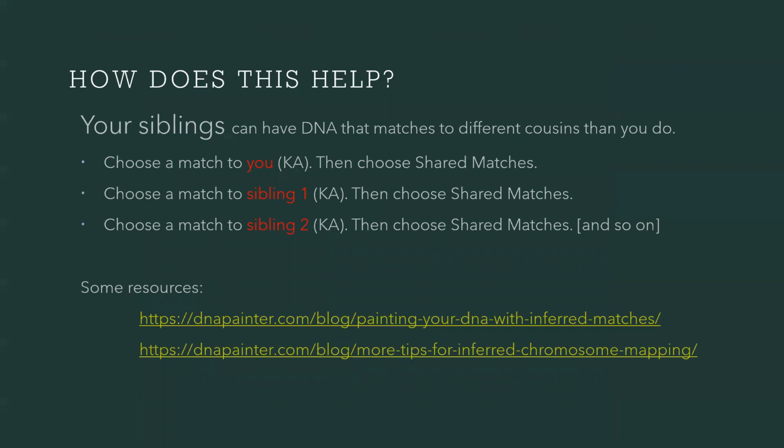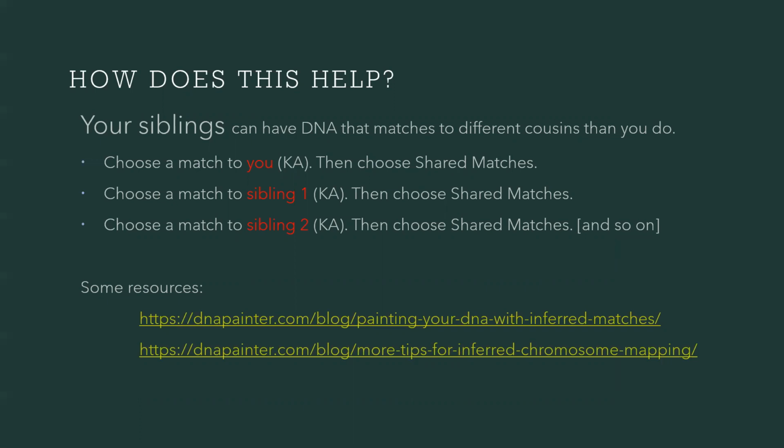So how does this help you? Your siblings can have DNA that matches to different cousins than you do, but because you're of the same parents, you can assume that their matches are your matches. Now remember, they have to be full siblings, or you have to take into account other things.